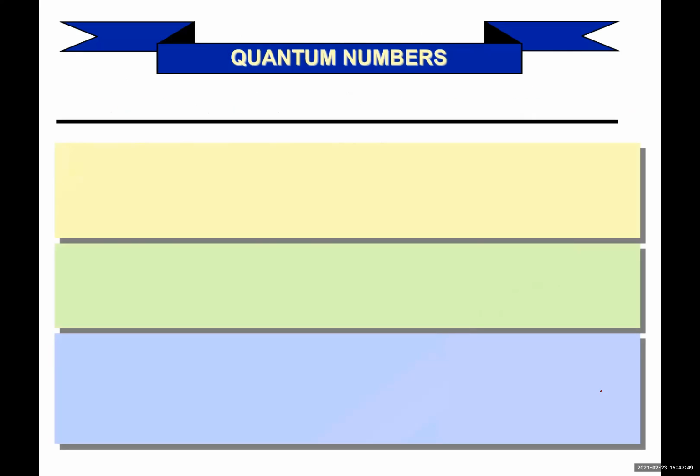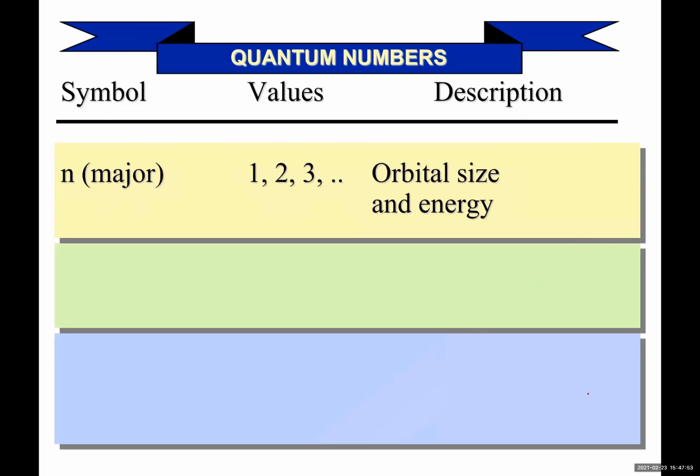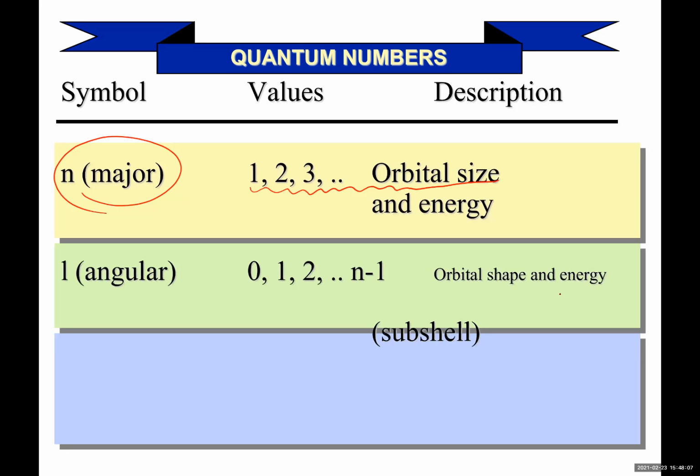Let me give you an example. The value of n can be integers 1, 2, 3, 4. They show the size and energy of electrons. L is the value of the angular quantum number. Its value can be 0, and then one digit larger, 1, another digit larger, 2. It goes up. Its maximum value is n minus 1.